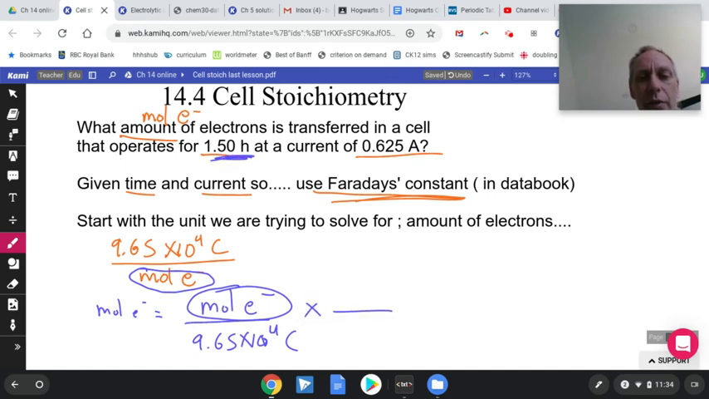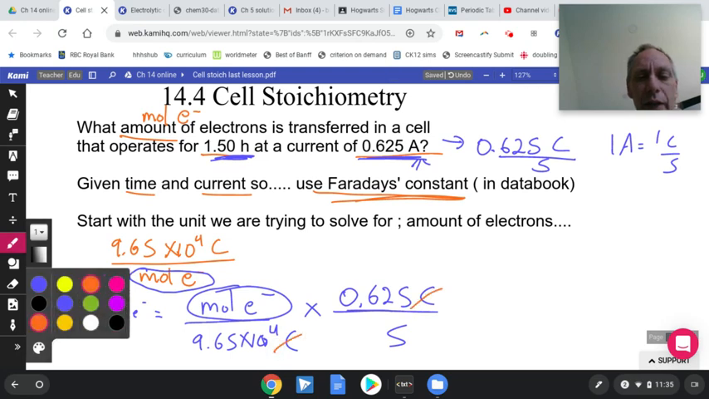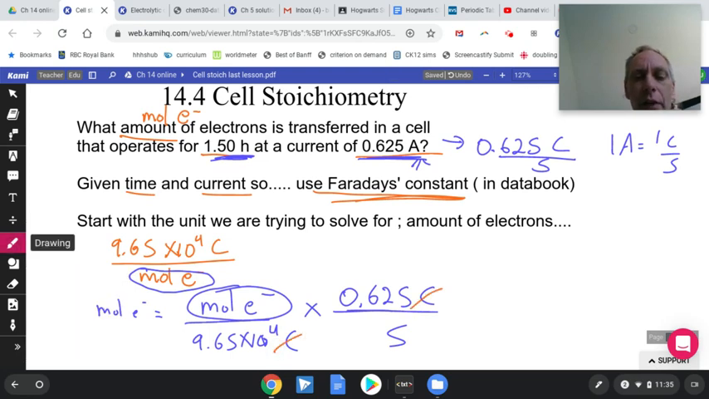In this question, they do not give us coulombs, but remember what I said, amps needs to get converted. So that becomes 0.625 coulombs per second because 1 amp is 1 coulomb per second. Okay, so now I'm going to write that up here, 0.625 coulombs per second. And as you can see, coulombs cancel out. Okay, so now I have my moles of electrons, but I still have seconds, and I don't want that. I just want moles of electrons.